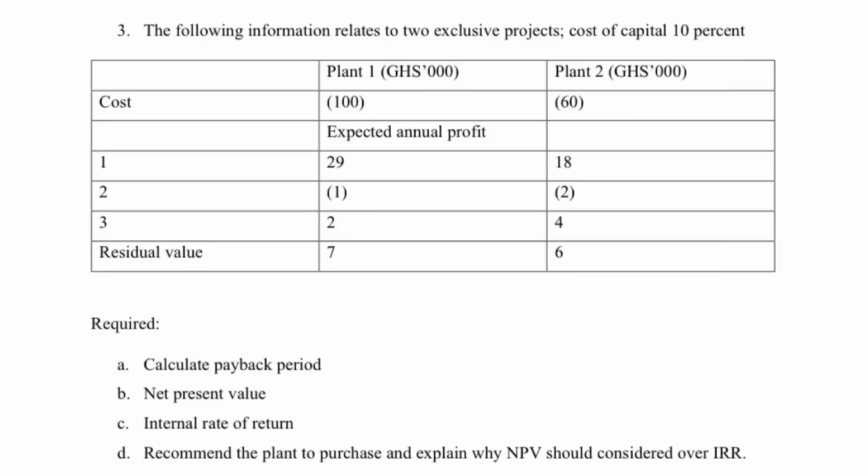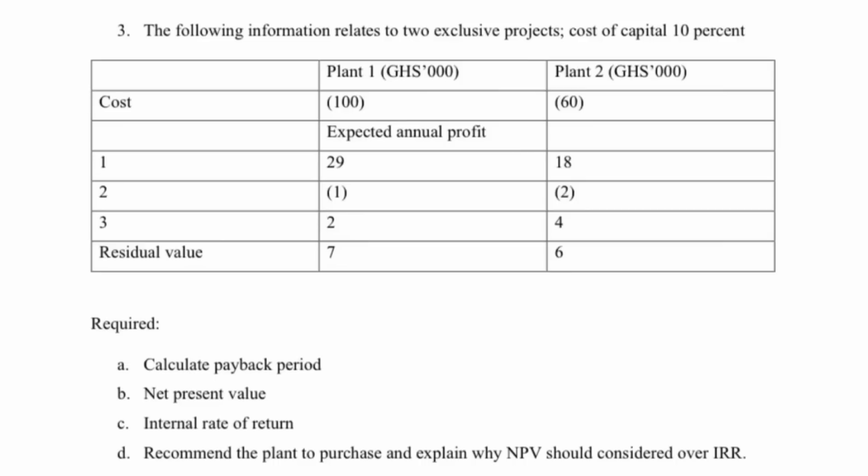For plant 1, the cost was 100,000. Then plant 2, you have 60,000. Then they've given us the expected annual profits. For year 1, we have 29,000, year 2 is 1 in brackets, then year 3 is 2. Then for the plant 2, we have 18, 2 in brackets and 4. Then they've given us the residual values to be 7,000 and 6,000.